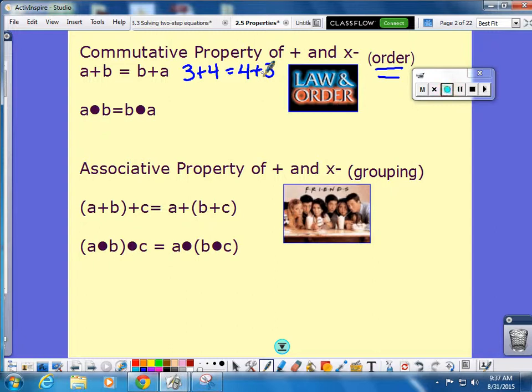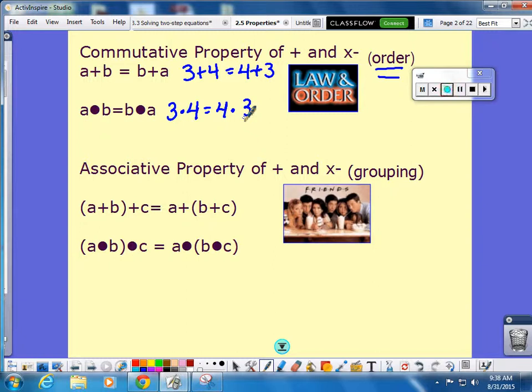It doesn't matter what order you add. It also doesn't matter what order you multiply. Got to the 3rd grade, started learning multiplication tables. You said 3 times 4 is 12. Next week, oh cool, 4 times 3 is also 12. And the reason for that is because the order doesn't matter with the commutative property.